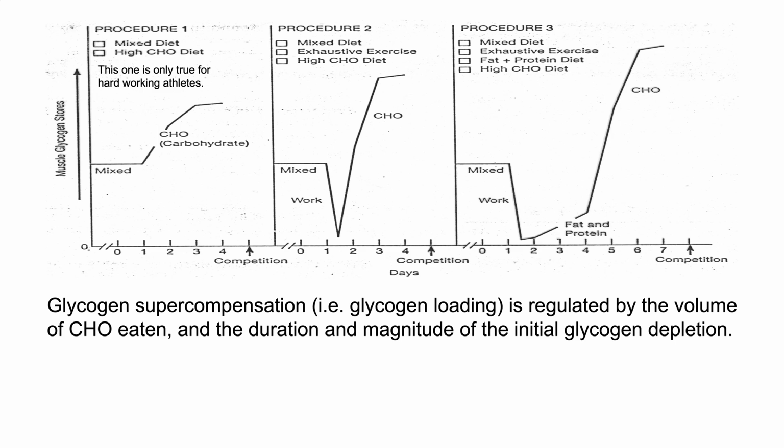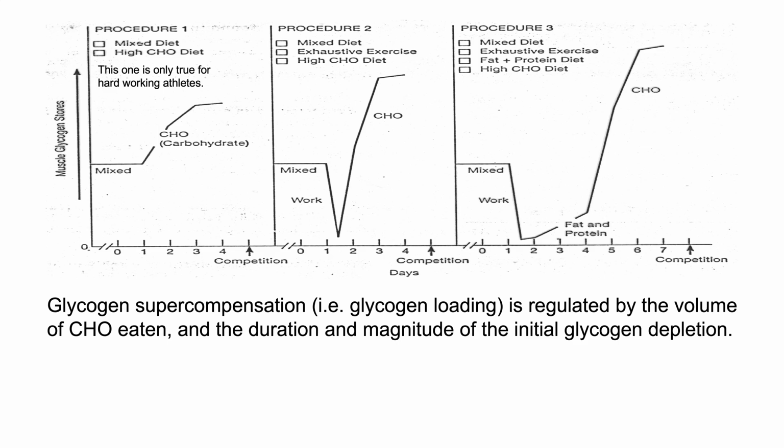So you can see that one's just eating a mixed diet and then increasing carbohydrate intake leading up to competition. Another way, procedure two, is you eat a mixed diet, and then you do work, that is you deplete, and as soon as you get done depleting the glycogen, then you start to eat that high amount, and you can see the glycogen loading goes up even more.